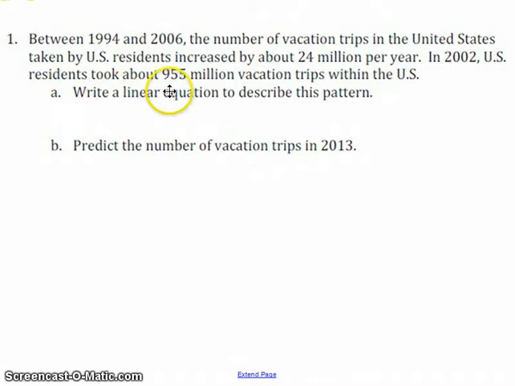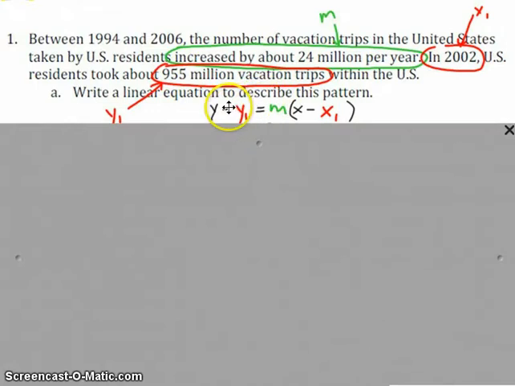First of all, there are 2 questions. First, write the linear equation. Second, predict the number of vacation trips later in the story. Okay, one step at a time. The linear equation. Well, remember that when you have, as you do here, a rate of change, 24 million per year increase, and one data point, in 2002 there were 955 million trips. In that case you want point slope, which is y minus y1 equals m times x minus x1.